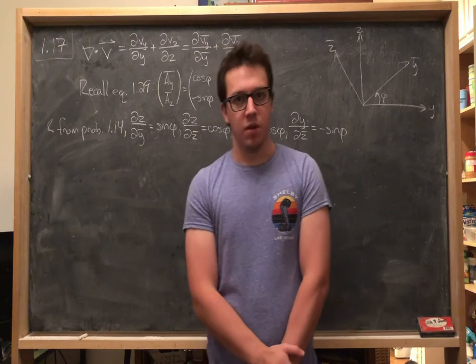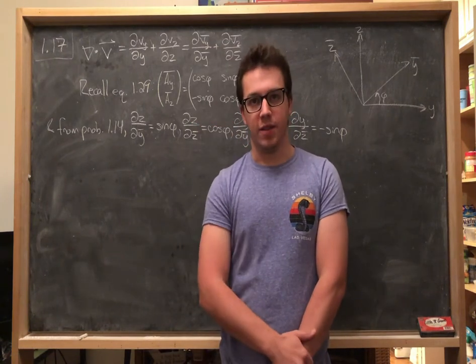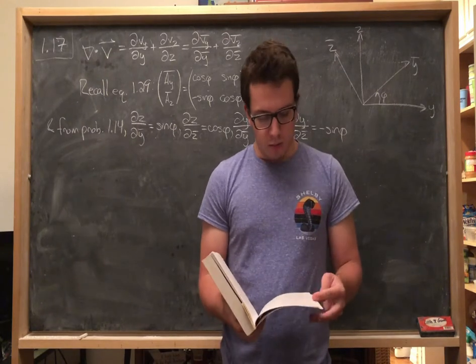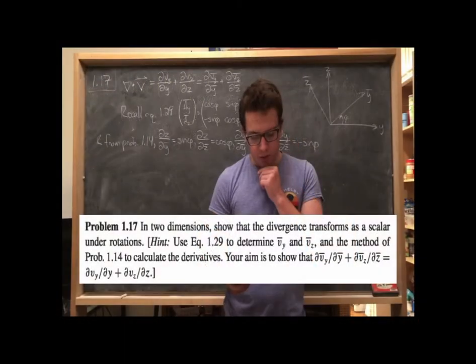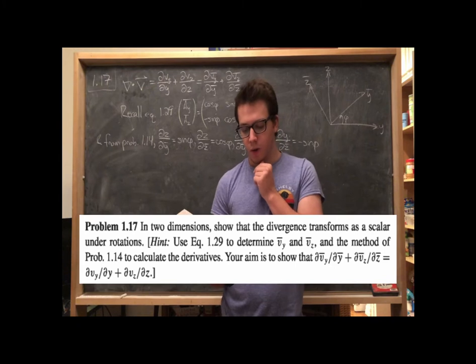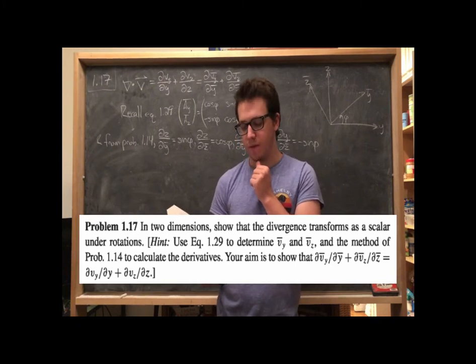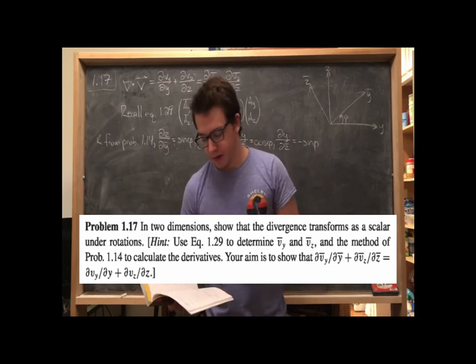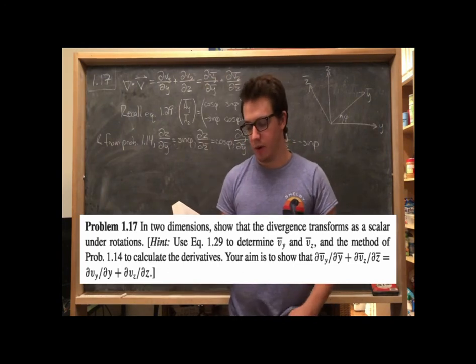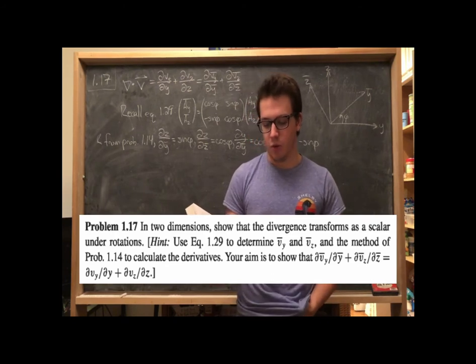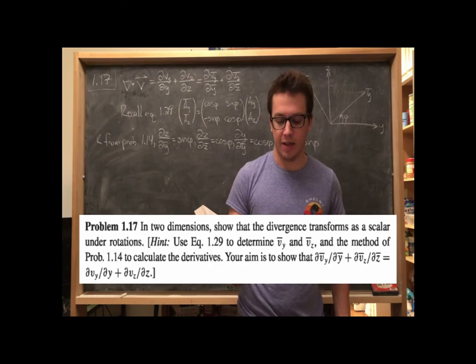So we are going to be doing problem 1.17 from Griffiths E&M. The problem asks, in two dimensions, show that the divergence transforms as a scalar under rotations. Hint: use equation 29 to determine Vy bar and Vz bar, and the method of problem 14 to calculate the derivatives. Your aim is to show that dVy bar/dy bar plus dVz bar/dz bar equals dVy/dy plus dVz/dz.